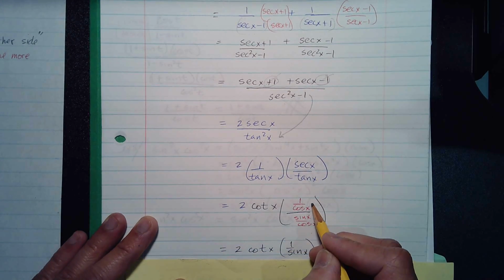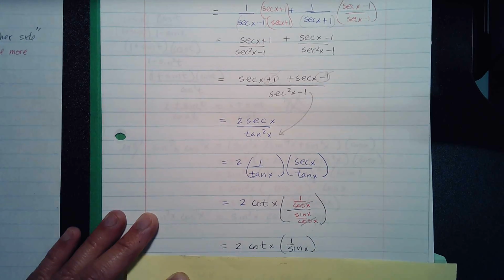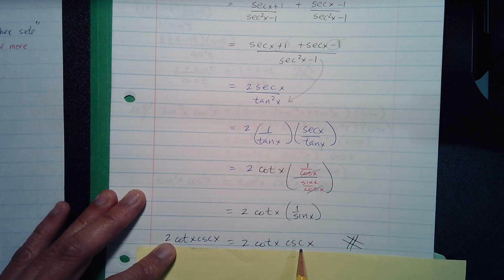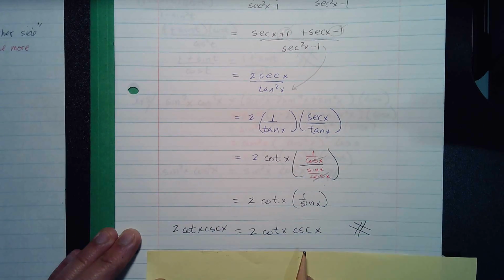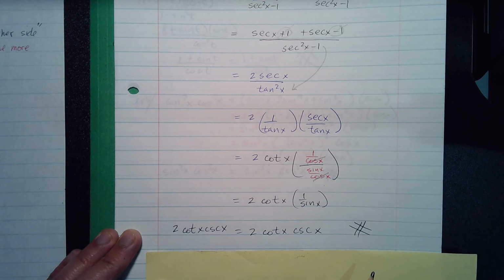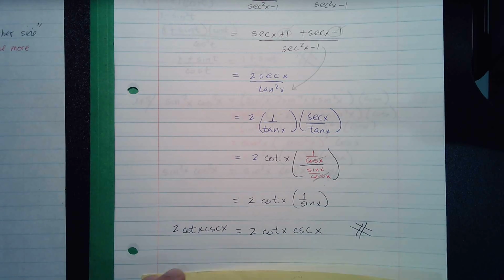Well, this cosine x and cosine x reduce. We have now 1 over sine x. And 1 over sine x is cosecant x. So now we have the right side looking like the left side. Exactly the same, exact order when it comes to the factors. Remember, write this symbol to state that you are done with the proof.